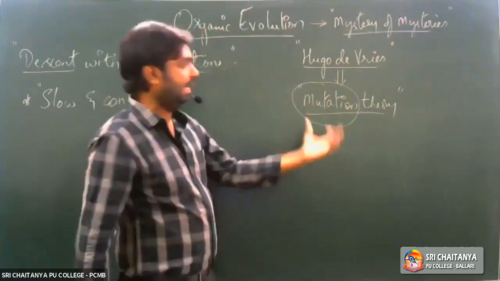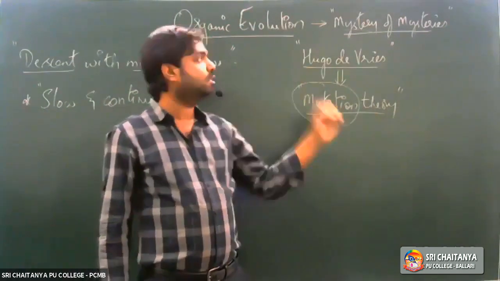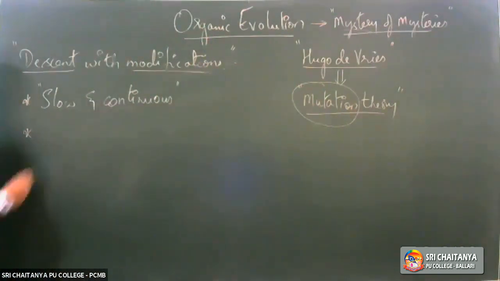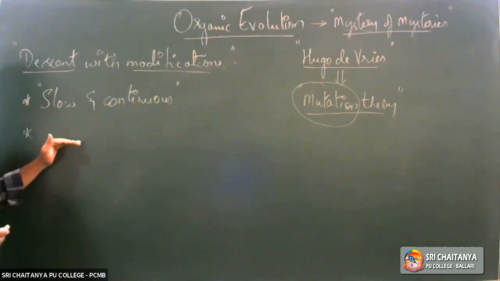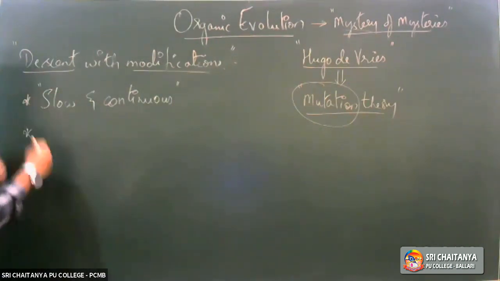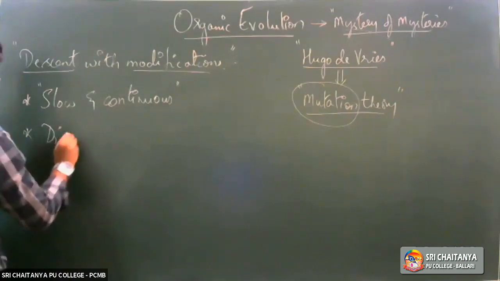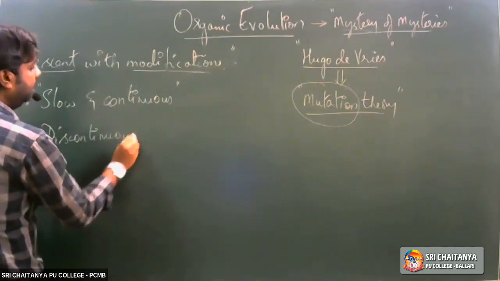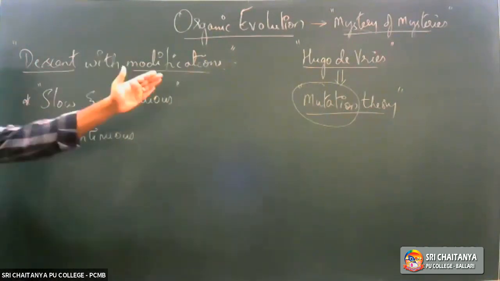That is what he said in his mutation theory. So as per Hugo de Vries, evolution is not a slow process. It is a random process, or rather a spontaneous process, and it is a discontinuous process. It is not a continuous process.